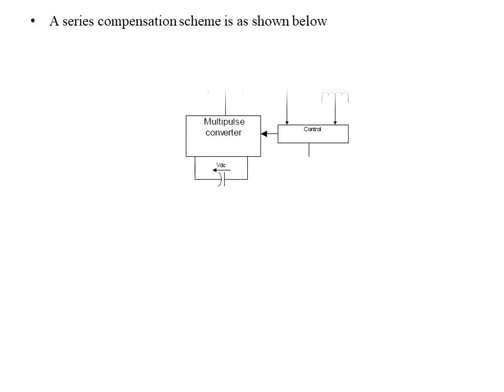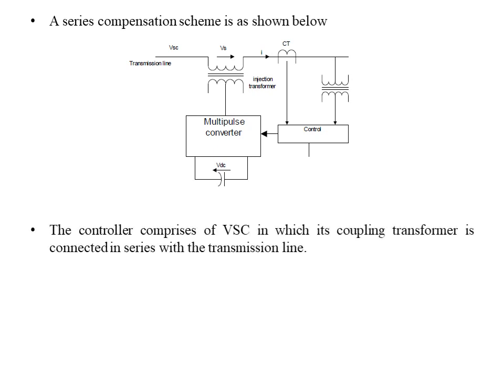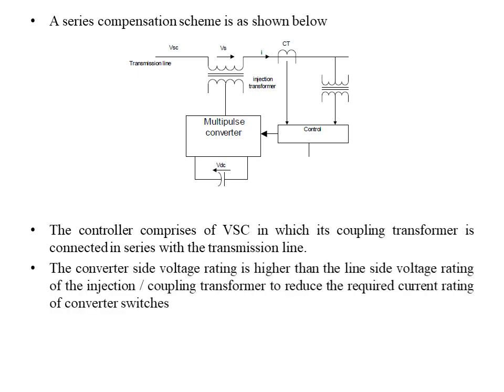A series compensation scheme is shown below. So this part is connected in series with the transmission line through injecting transformers, and we have control over here. The controller comprises a voltage source converter whose coupling transformer is connected in series with the transmission line. The converter side voltage rating is higher than the line side voltage rating of the injection or coupling transformer, to reduce the required current rating of the converter switches.